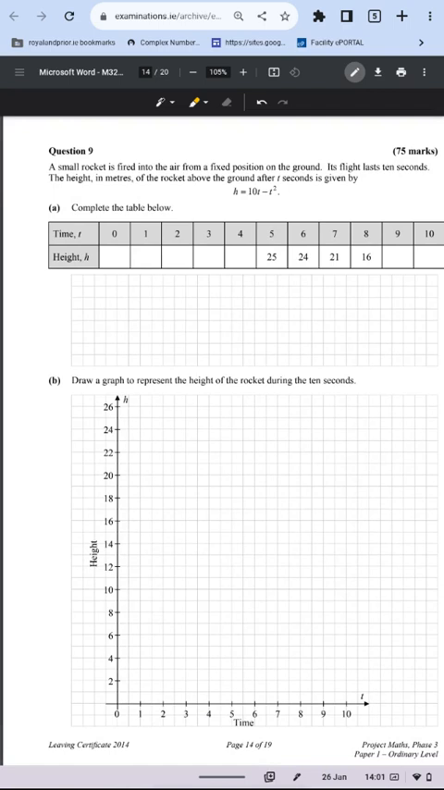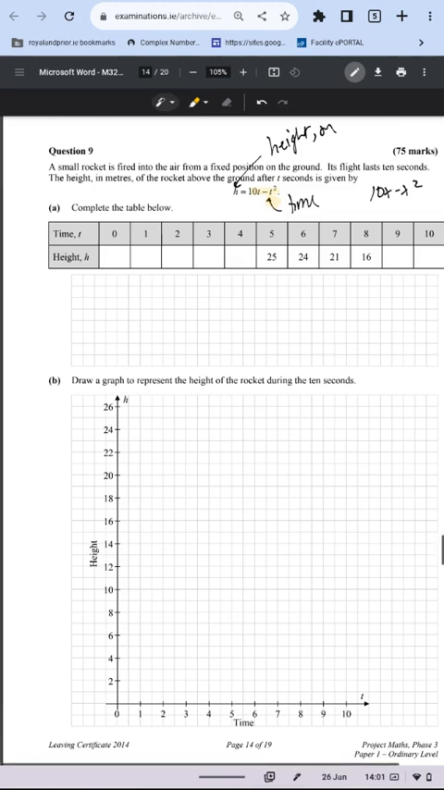So, a small rocket is fired into the air. The flight lasts 10 seconds. The height, which is h, in meters, is given after time in seconds. Complete the table. Now we're going into our mode 3 in our calculator again, and instead of saying 10t, I'm going to say it's 10x minus x squared. Start at 0, end at 10. Beauty of this, we'll know if we're right from these values here.